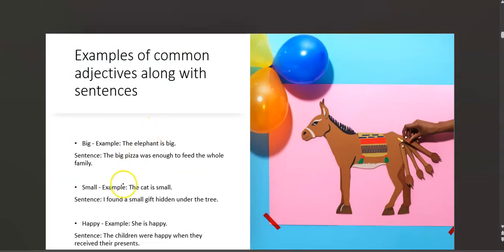Another adjective is small. The cat is small. When you talk about small, I've given a simple sentence here, the cat is small. Another sentence is, I found a small gift hidden under the tree. So who doesn't know the word small? Who hasn't even heard the word small? So these are common adjectives that we use when we are speaking, and we use in our day-to-day lives. So they're very common among us. We don't need to research what they mean because we use them when we are talking.